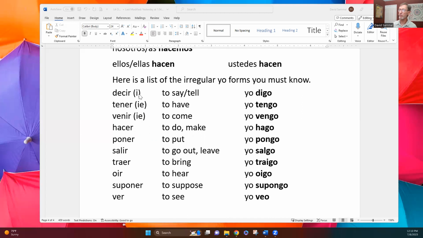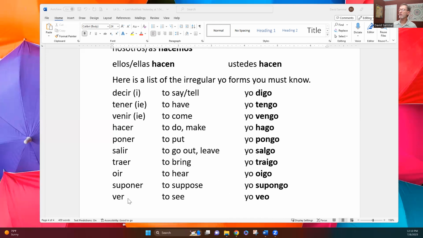So the yo form of this I stem changing verb decir, which means to say or to tell, is digo. Tener, which we've already seen, is tengo. Venir is vengo. Hacer is hago. And then from down here, it's poner, pongo, salir, salgo, traer, traigo, oír, oigo, suponer, supongo.